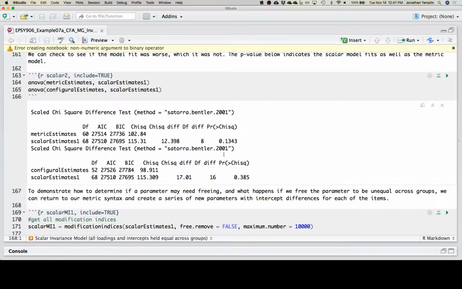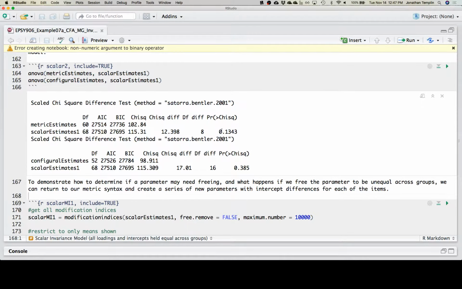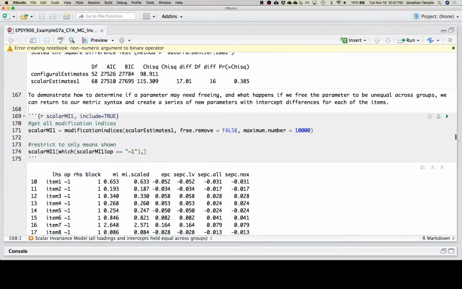Let's imagine this didn't fit well, right? If this didn't fit well, this p-value was small, what would we do to fix it? Again, what we can do is look at the modification indices. But the modification indices in lavaan are tough because they don't give you all the information you need unless you put in some seemingly arbitrary and not needed commands. If you leave these two options off, it doesn't tell you what you need to know. So when you get to the modification indices, add free.remove equals FALSE and maximum.number equals 10,000, and it will give you all the modification indices you need.